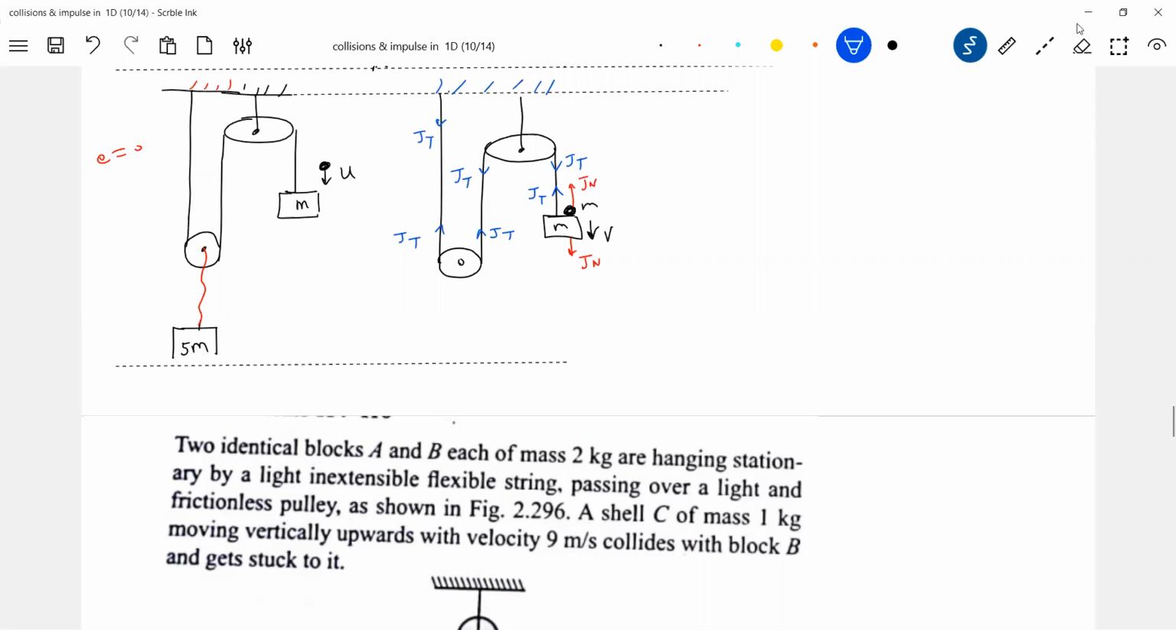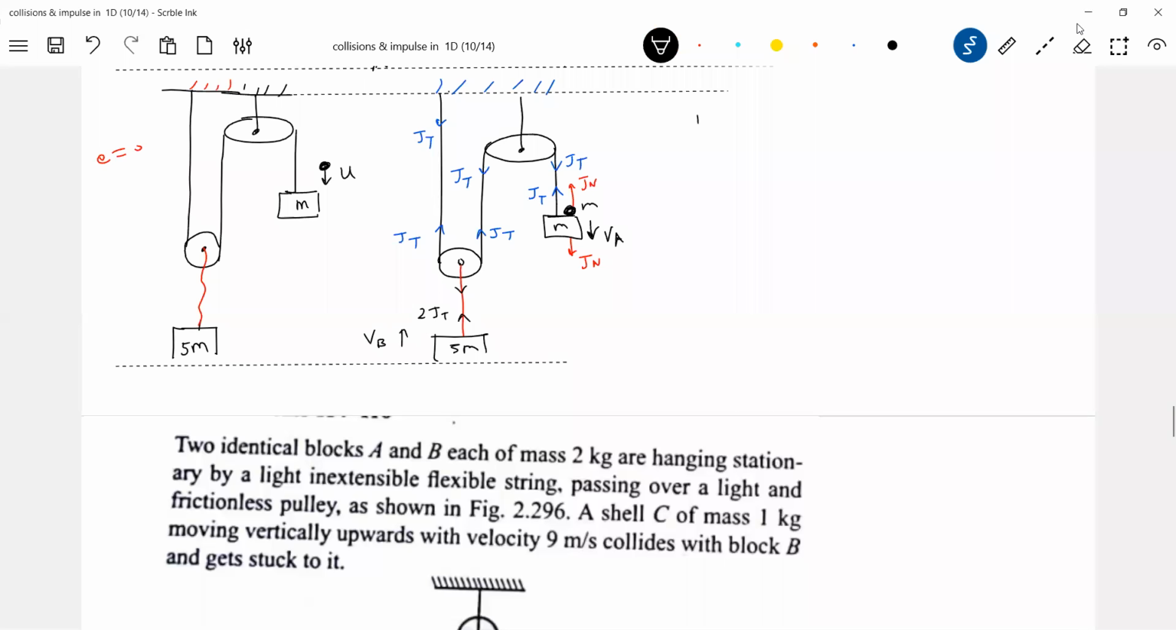Then this is a string. So this is 5m. Will any impulse act here? Yes, there will be an impulse. So how much here? 2Jt. Call this velocity va and let this be velocity vb. Write down all the set of equations.